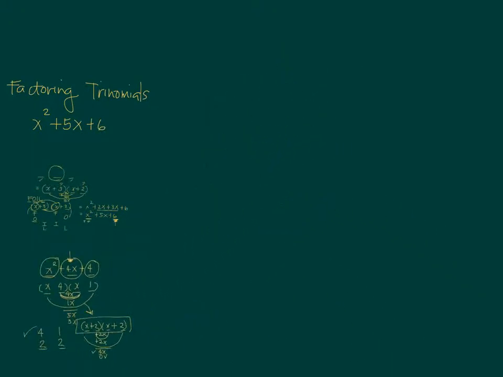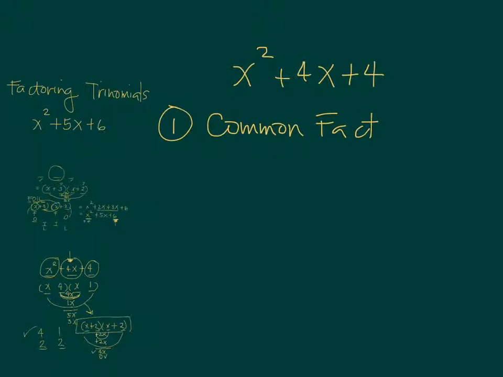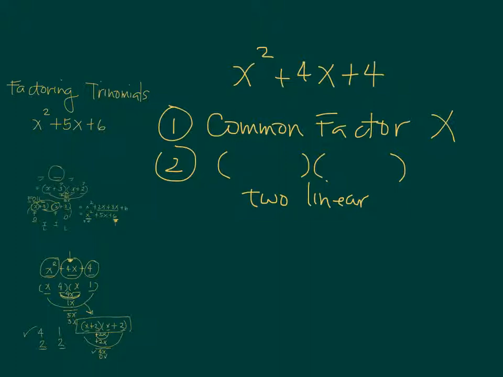Okay, to sum it up, again, for x squared plus 4x plus 4, the first check is, do we have a common factor? If there are no common factors, then we have to proceed with our next option. You have to break it down into two linear factors. That is always the case for trinomials.